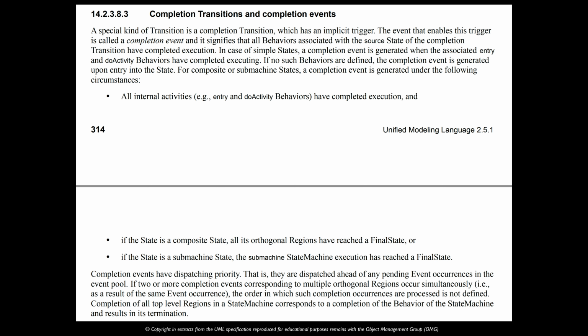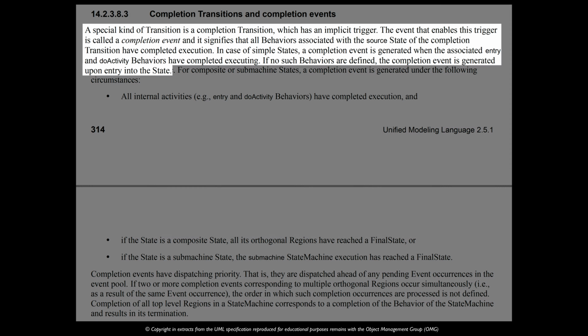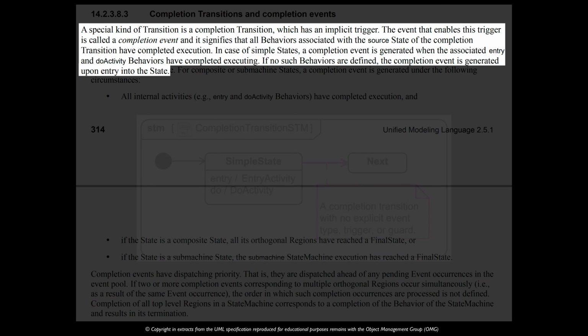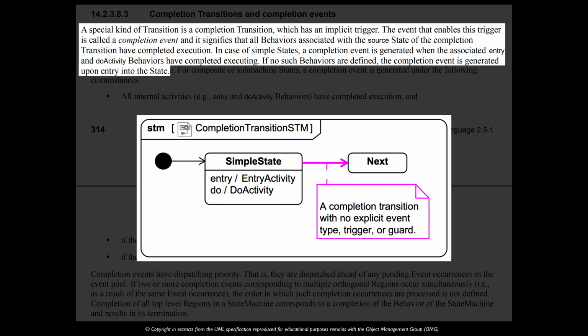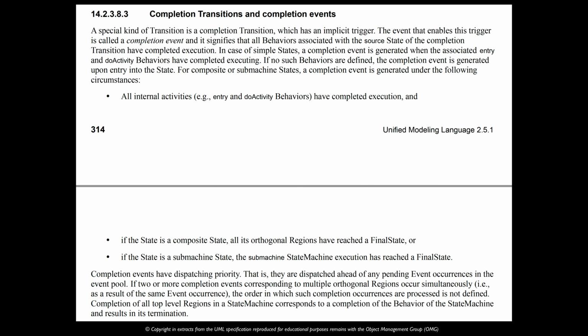If we look at UML 2.5.1, it says it is a special kind of transition which has an implicit trigger. The event that enables this trigger is called a completion event, and it signifies that all behaviors associated with the source state of the completion transition have completed execution. In case of simple states, a completion event is generated when the associated entry and do activity behaviors have completed executing. That is the case we are going to look at.